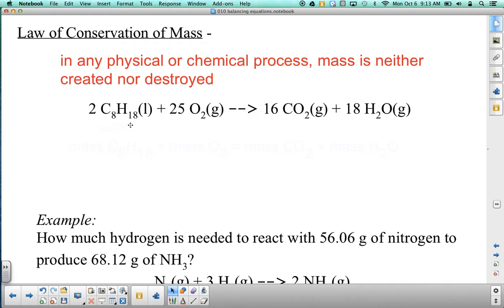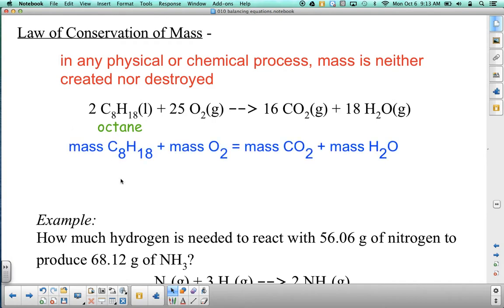This example shows the combustion of octane to produce carbon dioxide and water. Octane is the primary component of gasoline, so this is the primary chemical reaction that powers your car. The law of conservation of mass says that the sum of the mass of the octane plus the oxygen has to be equal to the sum of the mass of the carbon dioxide plus the mass of the water vapor produced by the chemical reaction.